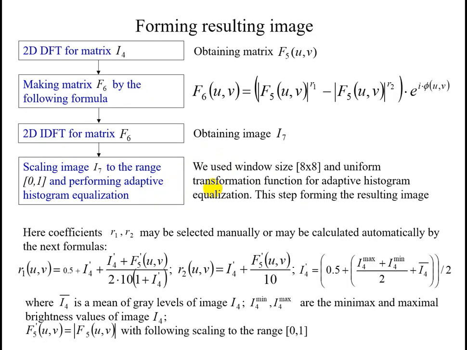Here is the algorithm of forming our resulting image. At first, we change our feature space again by using the digital Fourier transform and obtain matrix F5. After that, we make a matrix F6 by the following formula. Here we can see coefficients R1 and R2. These coefficients may be selected manually or may be calculated automatically by the next formulas.